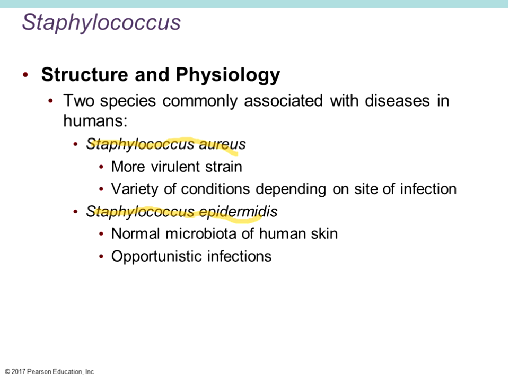Staph aureus is also the base organism that causes MRSA, the methicillin-resistant Staph aureus. So there can be a host of infections that are caused by it. Staphylococcus epidermidis is part of that normal microbiota that's on your skin, and this is the one that's more likely to cause infections for humans and be pathogenic when the opportunity arises.